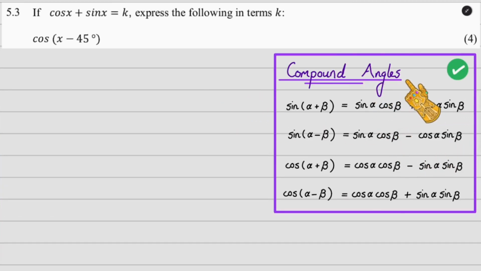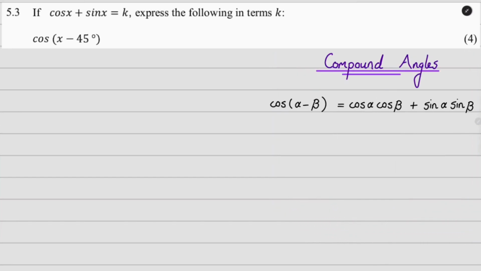So to select the appropriate compound angle, I have a look here. It's cos of an angle minus an angle. So I need to find that on the left hand side here. It looks like it's the last one, cos of an angle minus another angle. So I'm going to get rid of the others and just focus on this one. So let's utilize this compound angle for this specific scenario.